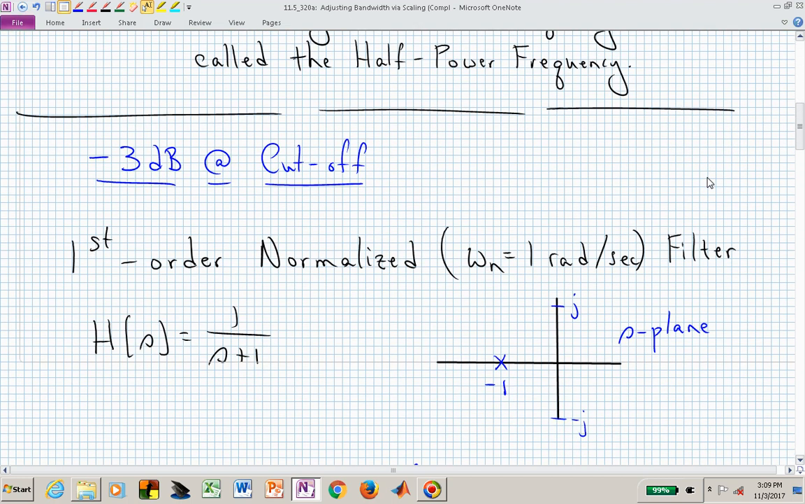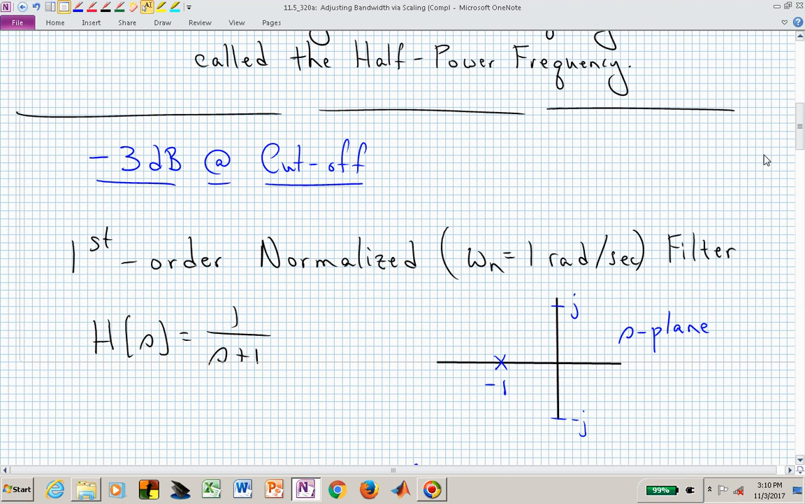Let's examine this first topic, which is: what's the minus 3 dB point, and is that at the cutoff frequency? Here we have a first order normalized filter. Normalized means we're looking at a bandwidth or a pole at minus 1. We have a normalized filter, that's capital H of s, 1 over s plus 1. It has a DC gain of 1. It has a bandwidth of 1.